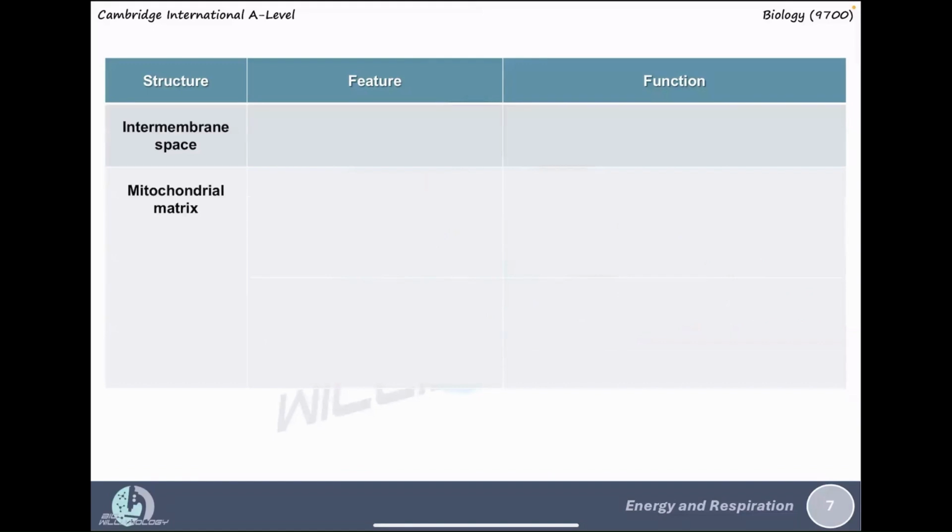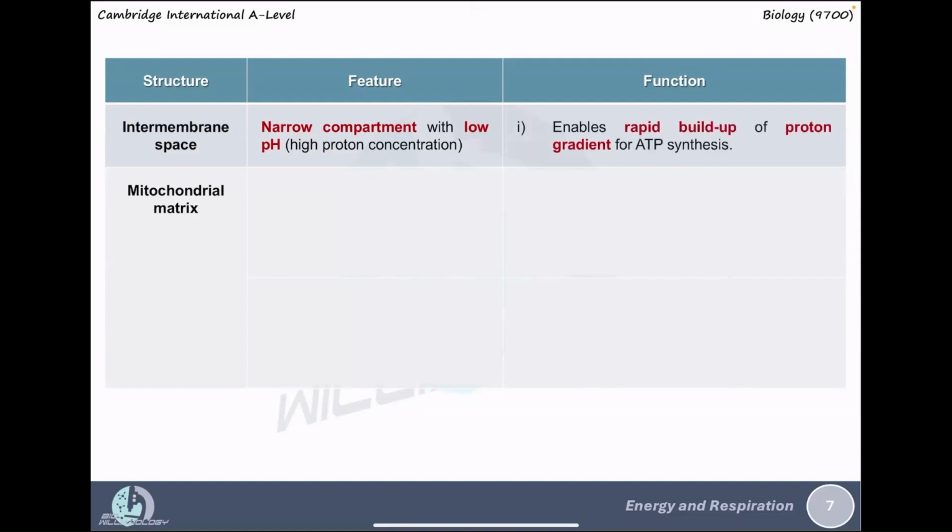The next structure, let us look at the intermembrane space. The mitochondrial intermembrane space is a narrow compartment with a very low pH because it contains a high proton concentration. Because of the narrow compartment, it enables rapid build-up of the proton gradient for ATP synthesis.